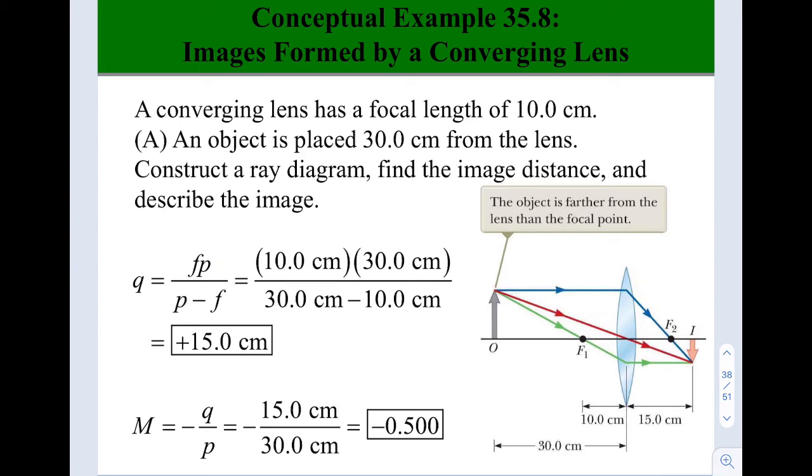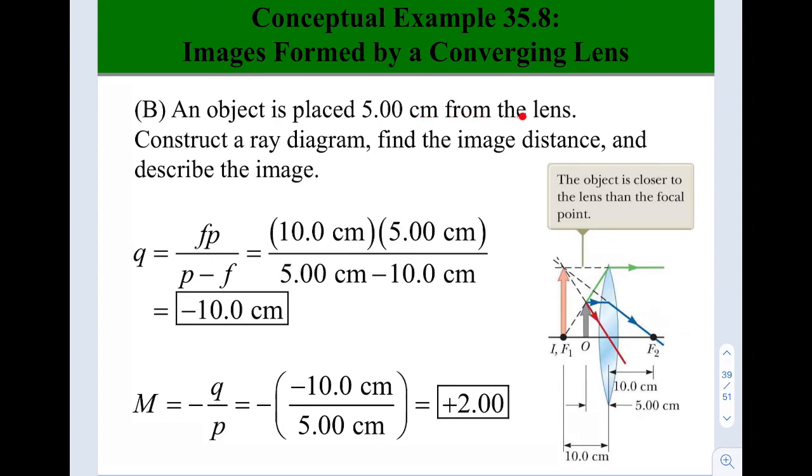So q equivalent to f p over p minus f. Substitute the information given here, and you will have q positive 15. What does positive mean? It is a real image, which is at the back of the lens. And the M is negative q over p, so you will have negative 0.5. In terms of magnitude, it's less than 1, which means your image is reduced to half the size of the object. And it's negative, what does that mean? It's inverted.